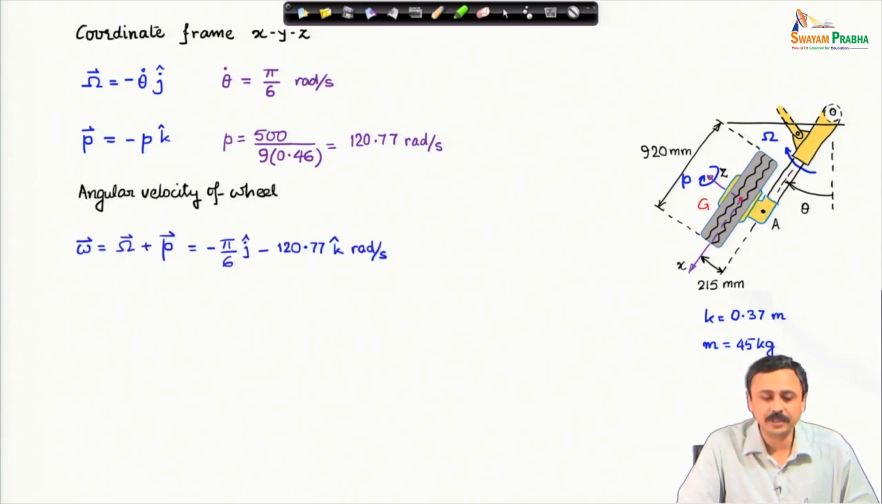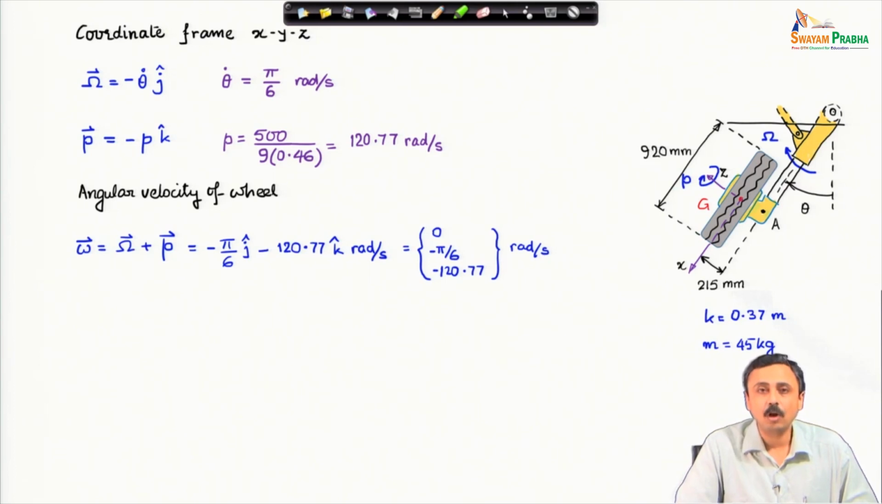Now, we have everything to write down the angular velocity of the wheel. The net angular velocity of the wheel is the angular velocity of the frame plus the angular velocity of the wheel with respect to the frame, which is nothing but the spin angular velocity. Therefore, capital omega vector plus p vector, and we have all these expressions. I have written this in a column vector form.